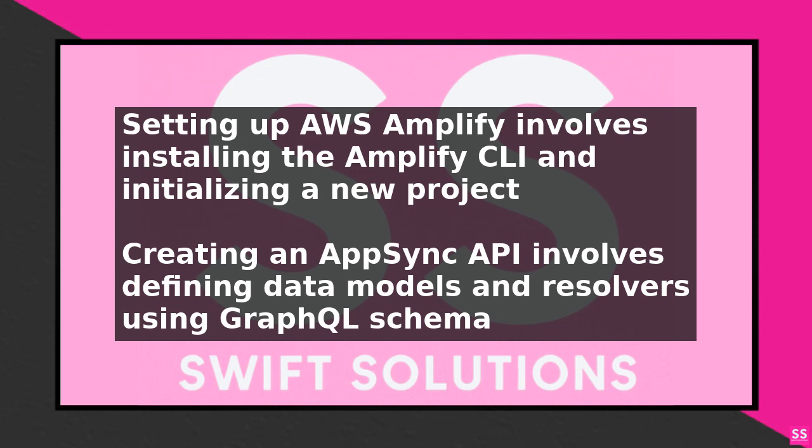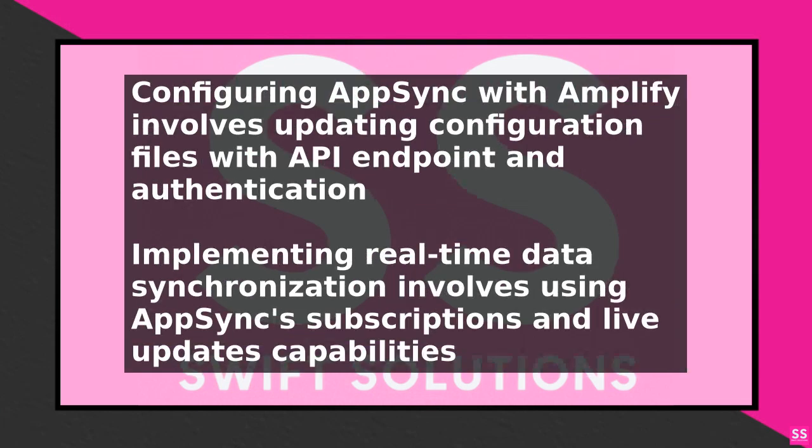Step 3. Configuring AppSync with Amplify. Once you have created your AppSync API, you need to configure it with your Amplify project. This involves updating your Amplify configuration files to include your AppSync API endpoint and authentication settings. For example, you can update your Amplify configuration JS file to include your AppSync API endpoint and AWS credentials.